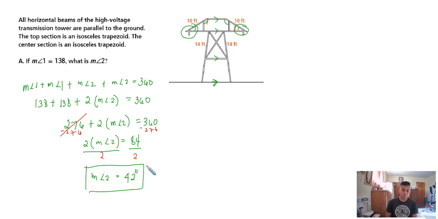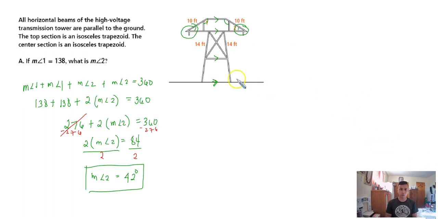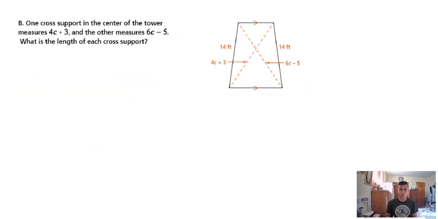All right. Now, if there is a follow-up question here, so it's the lower part. So look at the follow-up question. It's the lower part here. So we are looking at this one. So I'm going to remove that. Okay, and let's solve question letter B. One cross support in the center of the tower measures 4c plus 3. It's a diagonal. And the other measures 6c minus 5. What is the length of each cross support?